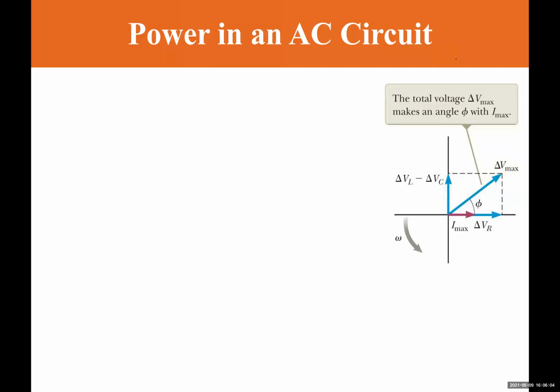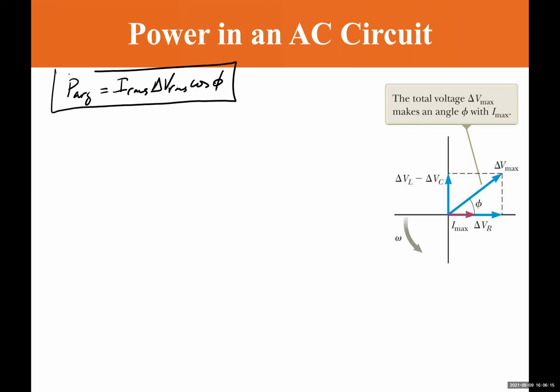All right, so let's write this down over here. P average is equal to I RMS times delta V RMS, then times cosine of phi. That's how we're going to write the average power for the RLC circuits. Then what we have here is this cosine of phi. This is defined as the power factor.